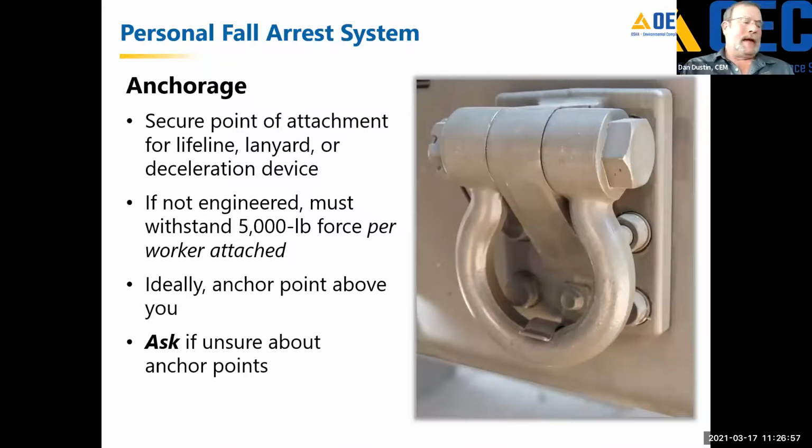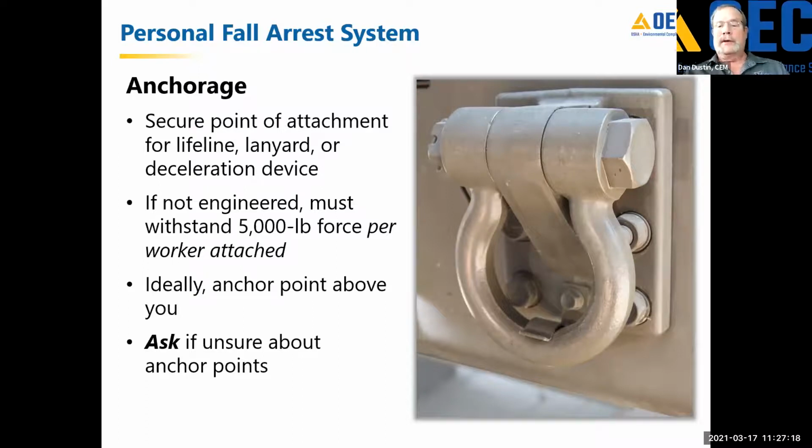Now we'll talk about the anchorage. The anchorage is the secure point of attachment for your lifeline, lanyard, or the deceleration device to slow you down. If these systems are not engineered, that is, I don't have a PE that comes in and designates the places that you can tie off, then it has to be able to withstand 5,000 pounds of force per worker attached to the system.